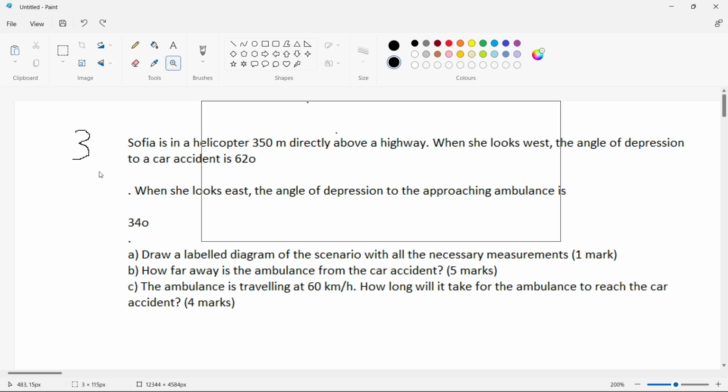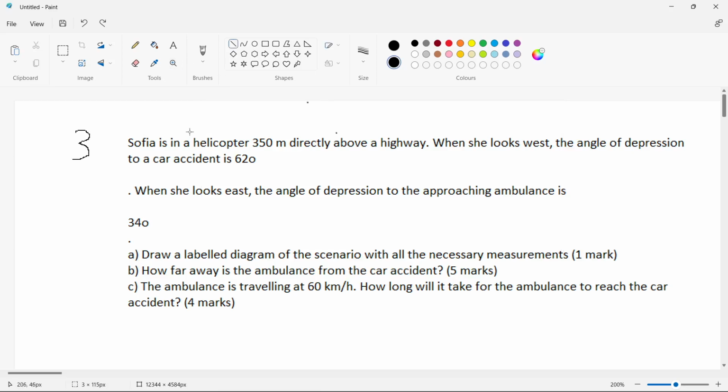Today we're gonna be doing a CPT question for my math class. This is worth a lot of marks, so let's do it. The question I'm doing is number 3. I'm gonna read it out for you. Sophia is in a helicopter 250 meters directly above a highway. When she looks west, the angle of depression to her car accident is 62. When she looks east, the angle of depression to the approaching ambulance is 34. We're going to have to do A, draw a labeled diagram of the scenario with the necessary measurements.